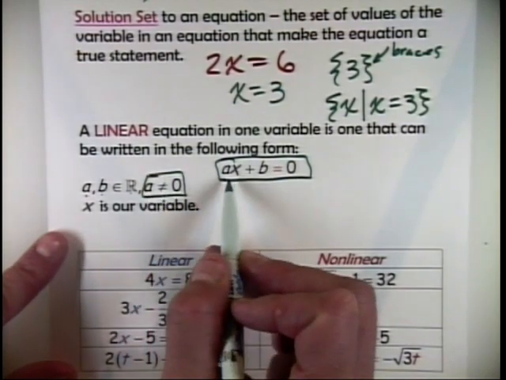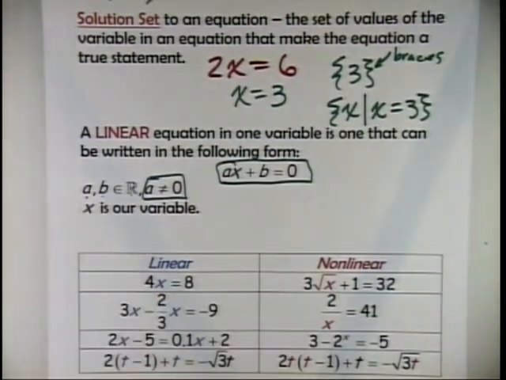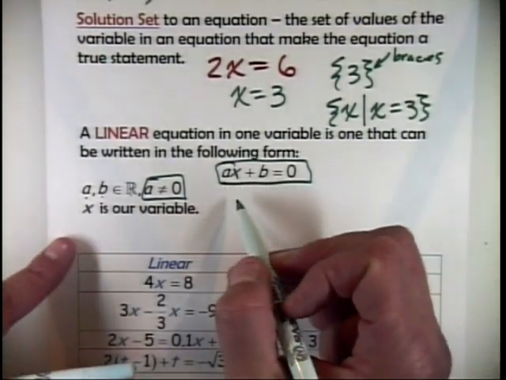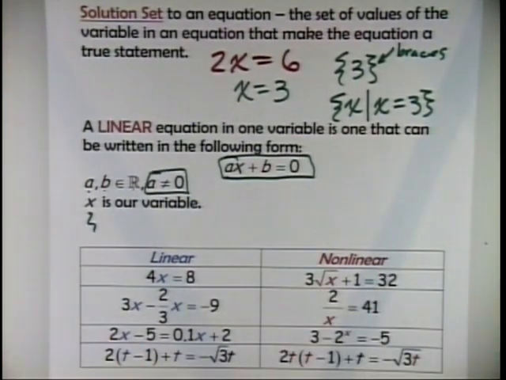A can't be 0, because if a is 0, the x term goes away. And it's very important for our linear equations to have an x term. X then is our variable. A and b are going to be numbers. Let me show you what I mean.